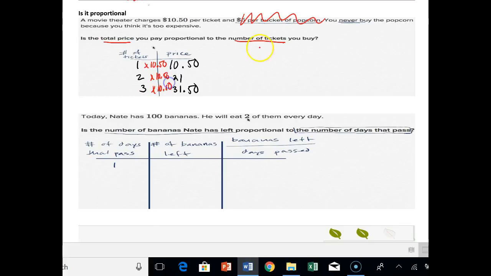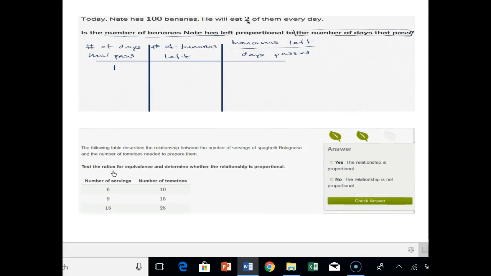So yes, they are proportional, because we have the same multiplier. And we could write this as the number of tickets to price. Sorry, actually, we want the opposite. We want price to number of tickets, because that's how we read it: total price proportional to number of tickets. So it's price to tickets, proportional, yes. And we can say it's 10.50 or 10.5 to 1. All right, let's take a look at another one.